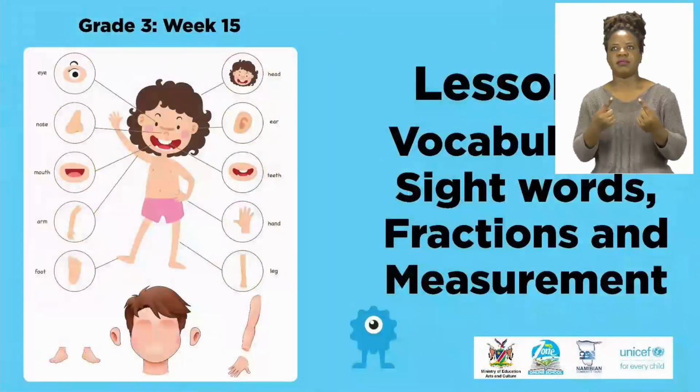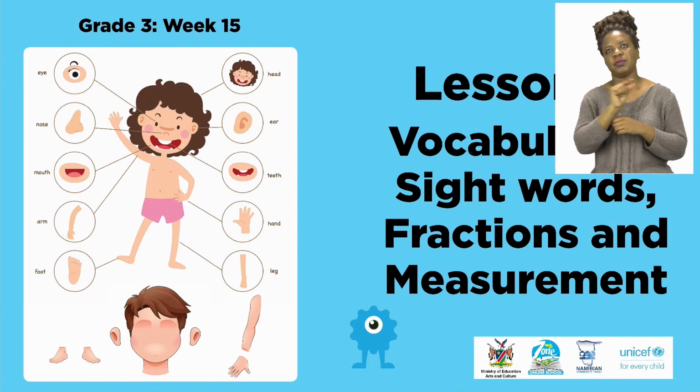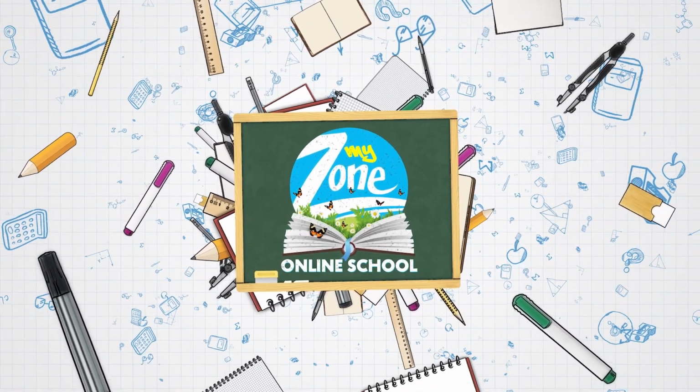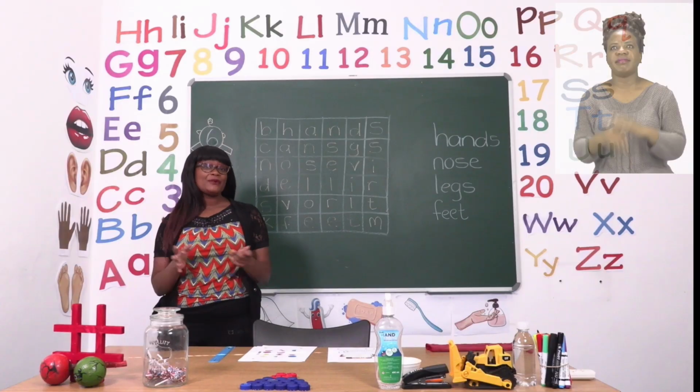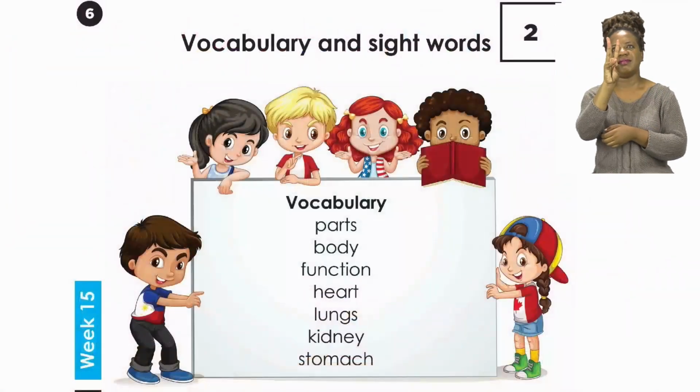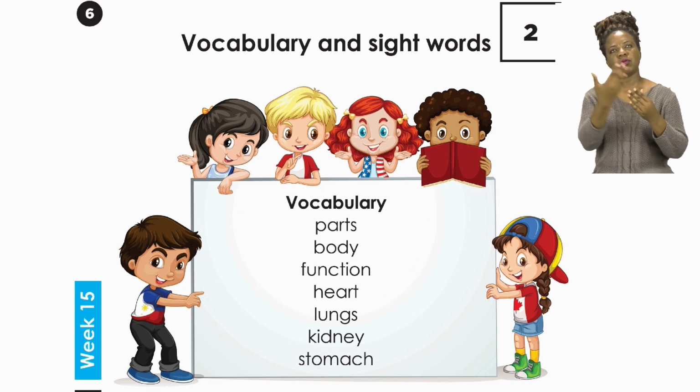For today's lesson, we will be talking about vocabulary words, sight words, fractions, and measurements. Now, boys and girls, let us start our lesson by going to page 6. On page 6, we are going to be doing our vocabulary words and our sight words. Now, remember, vocabulary words are new words that we may or may not know and we'll try and use to improve our English. So, let us begin.